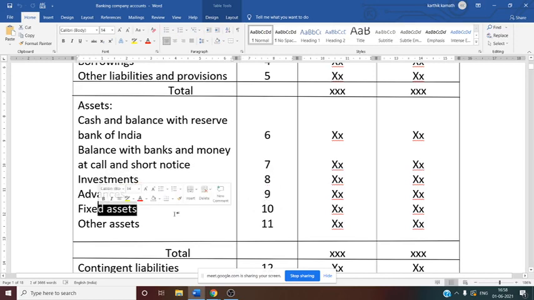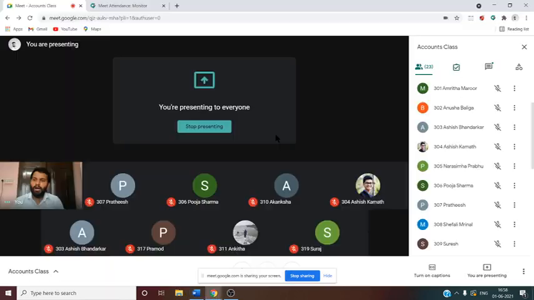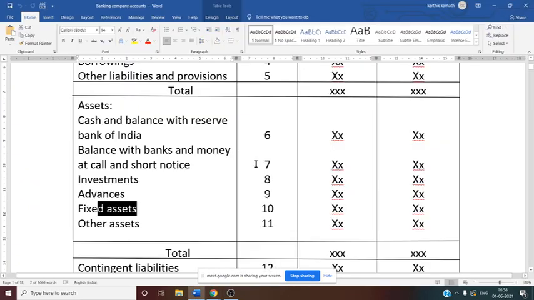Then fixed asset. Next thing that comes is fixed asset. If you see fixed asset here, you can consider again all the assets, that is land and building, plant and machinery, and you have to see whether there is any addition made to such asset. Addition during the year, first original cost, addition during the year, deduction during the year, you have to see, then depreciation you have to see, then you can write the amount here under fixed asset.